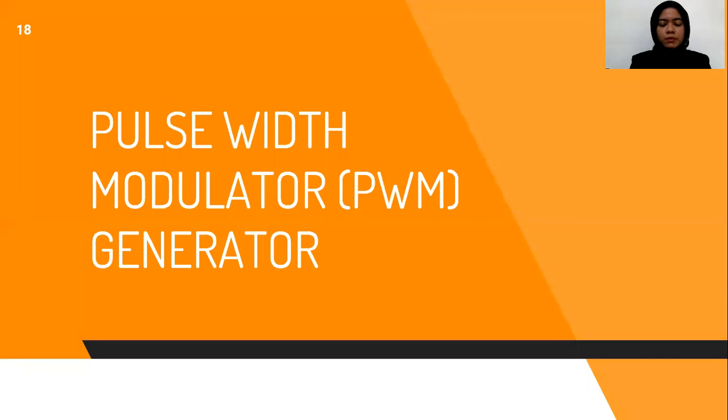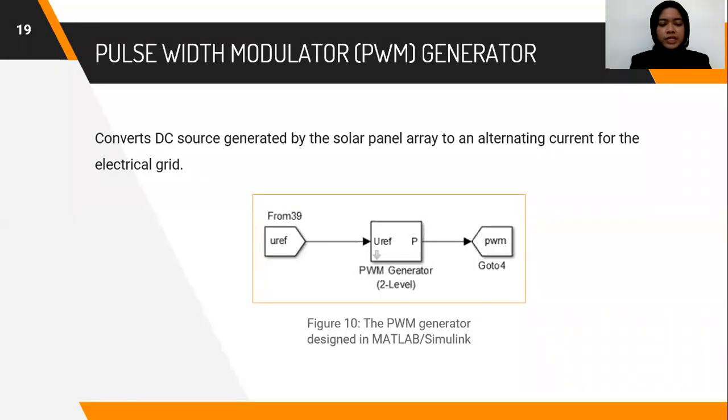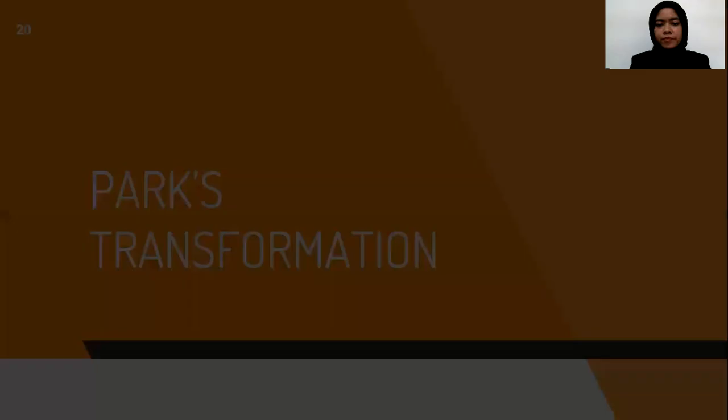Next is the pulse width modulator, PWM generator. It is to convert the DC source generated by the solar panel array to an alternating current for the electrical grid. So figure 10 shows the PWM generator which is designed in MATLAB Simulink.